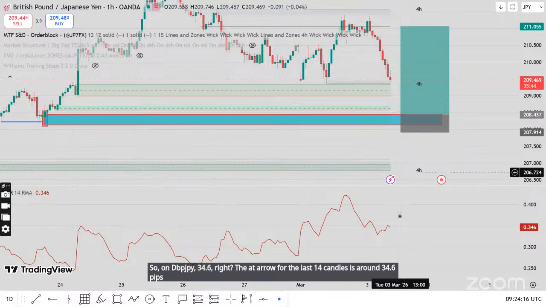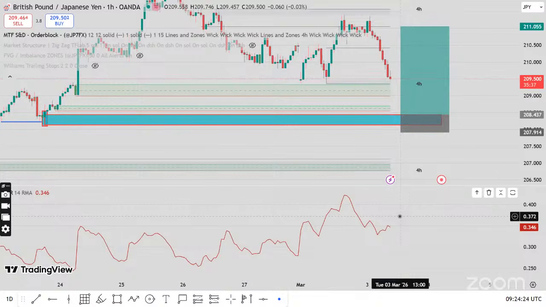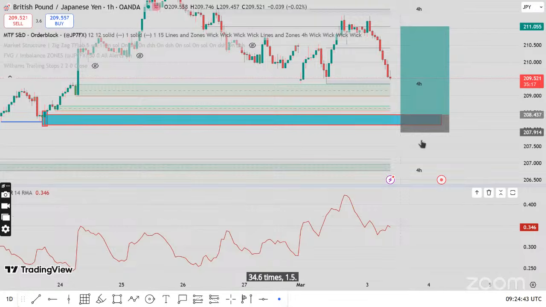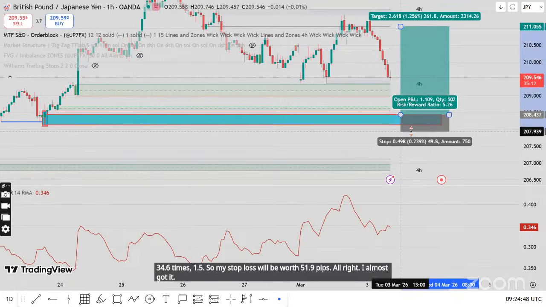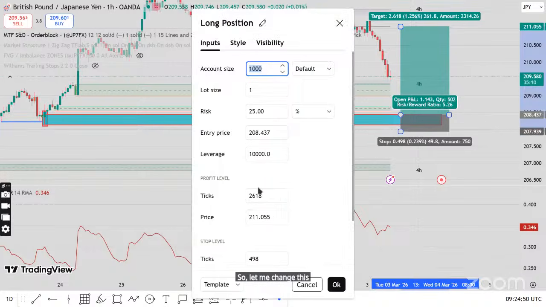So my stop loss is what? 34.6 times 1.5. So my stop loss will be what? 51.9 pips. All right, I almost got it. So let me change this to 519 stop loss.